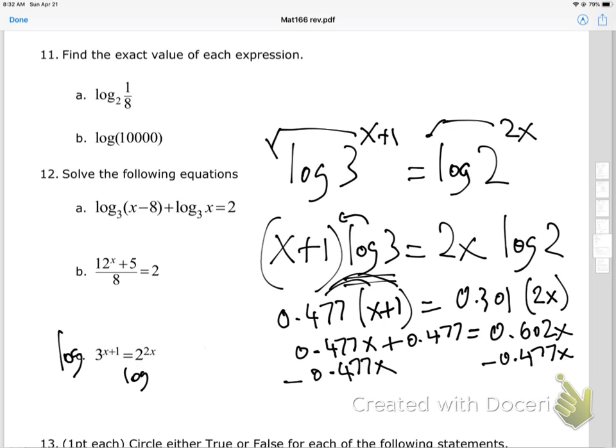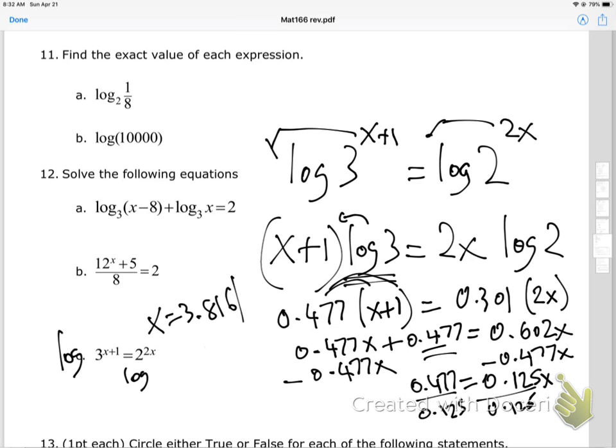0.602x take away 0.477x is 0.125x, and that equals 0.477, that's still here. Divide both sides by 0.125. So 0.477 divided by 0.125 equals 3.816, or thereabouts. There you go. Okay, let's keep on going.